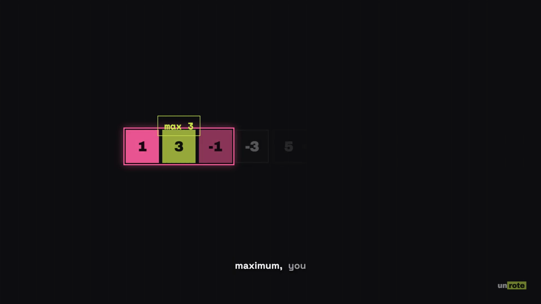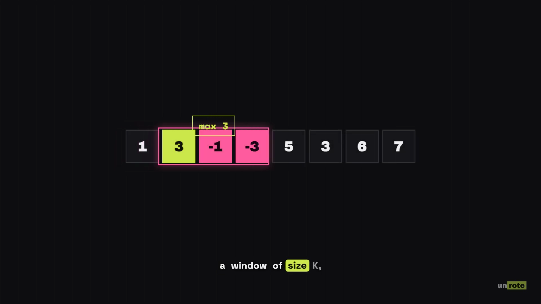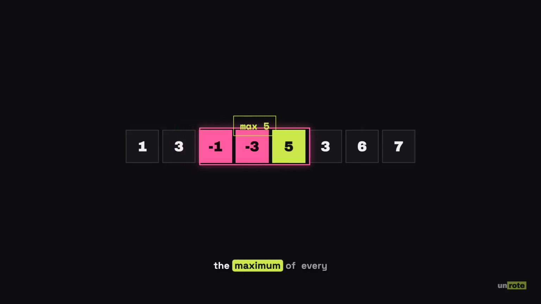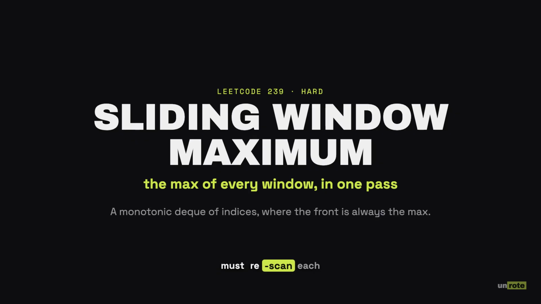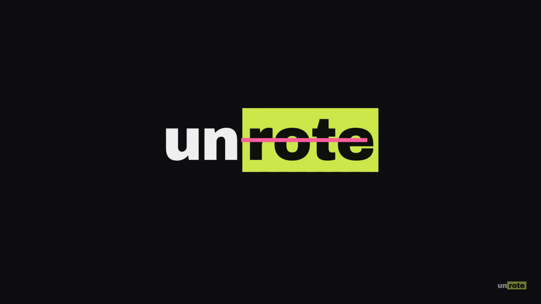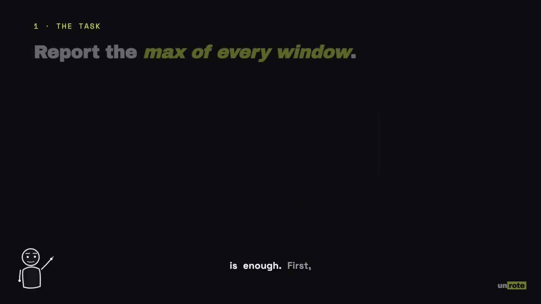Sliding window maximum. You get an array and a window of size k, and you must output the maximum of every window as it slides across. It looks like you must rescan each window from scratch. You don't. One clean pass is enough.